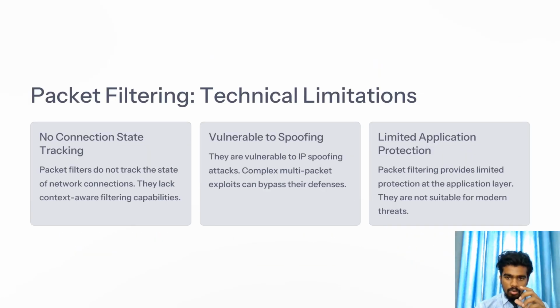Now we learn about packet filtering in the first generation. But packet filtering firewalls have limitations. They don't track connection states, making them vulnerable to attacks like IP spoofing, where an attacker pretends to be a trusted source. They can't protect against sophisticated multi-packet cyber attacks. They offer minimal application layer security, and modern threats like malware hidden in web traffic can bypass them.